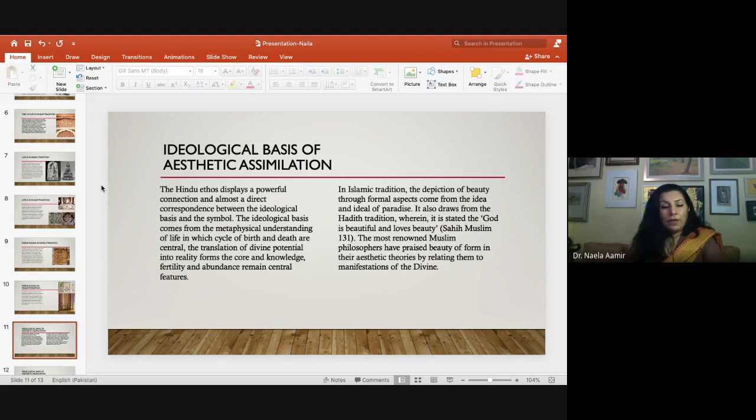The decorative drive, therefore, is inspired by the metaphysical ideal of beauty, and since Muslim aesthetics forbids figurative imagery, there was always a greater reliance on symbols to express ideas of significance.